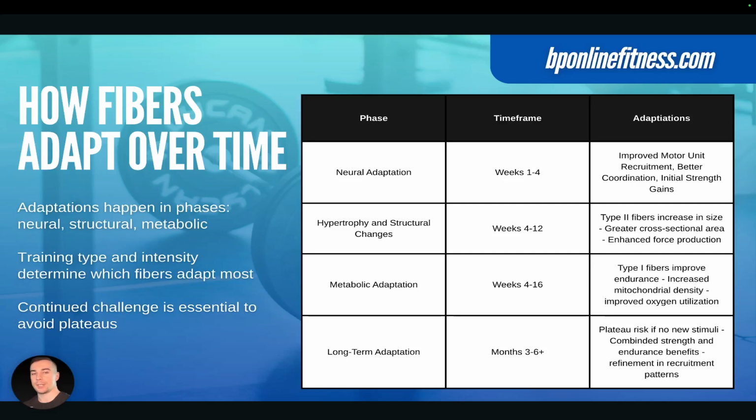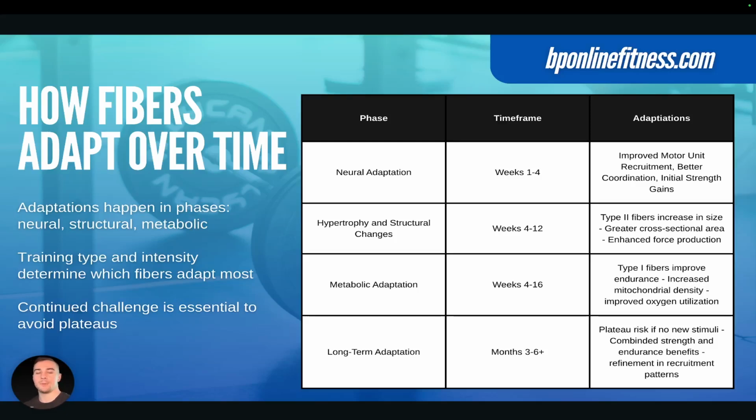Hypertrophy and structural changes. So this happens within 4 to 12 weeks. Again, the first month or two as you're getting into your exercises. Type 2 fibers increase in size. That's where you're seeing that muscle growth that happens. You're getting a greater cross-sectional area and enhanced force production. So you're able to really lift a little bit more with force than you could before. And you're able to see more of that definition in your overall physique.